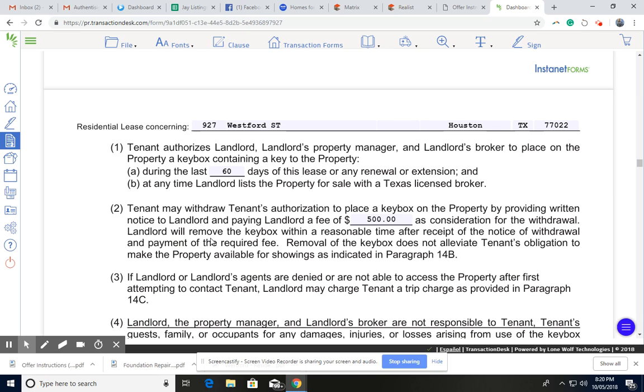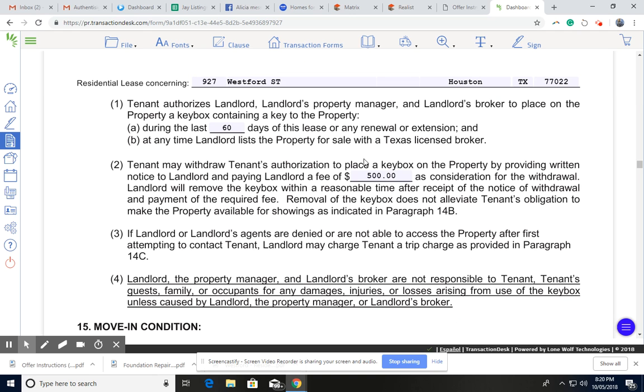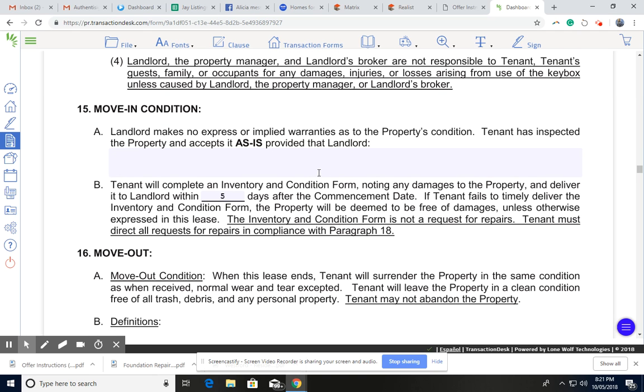Okay, no problem. But as a consideration for withdrawing that and having to wait until he moves out and then finding a tenant, he's got to pay us $500. And again, these numbers, these figures here, guys, are going to be the same no matter what.